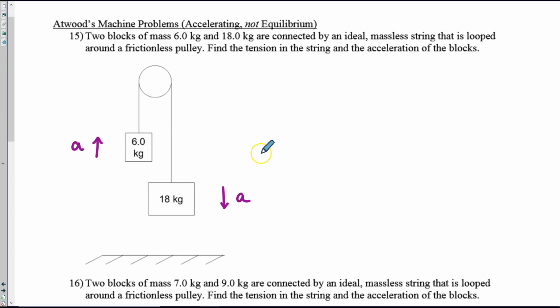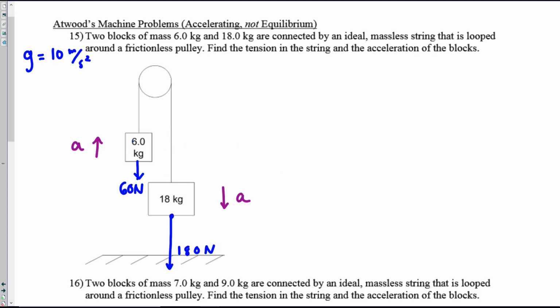Let's draw the forces. Gravity pulls on each, and let's assume g is 10. Multiplying m times g gives us a gravity force of 60 newtons here, and here we have a gravity force of 180.